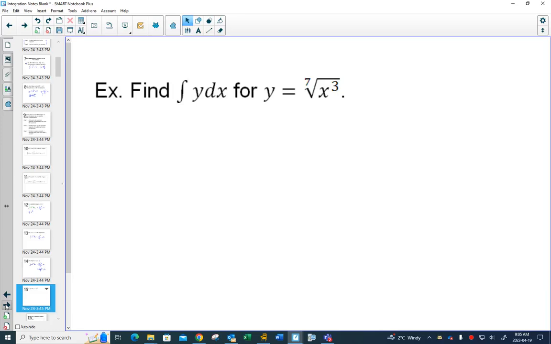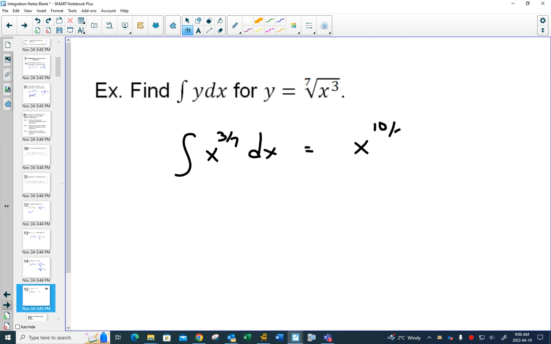A notation on this one is it has y dx, so you can't integrate a y with respect to x unless you first change this, right? Y is equal to this, so I'll change that to x to the 3/7. This is what it's asking for. Add 1 to the exponent, divide by the exponent plus c.